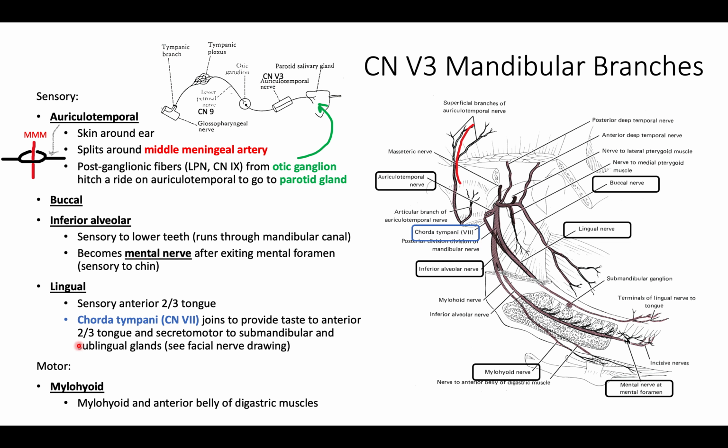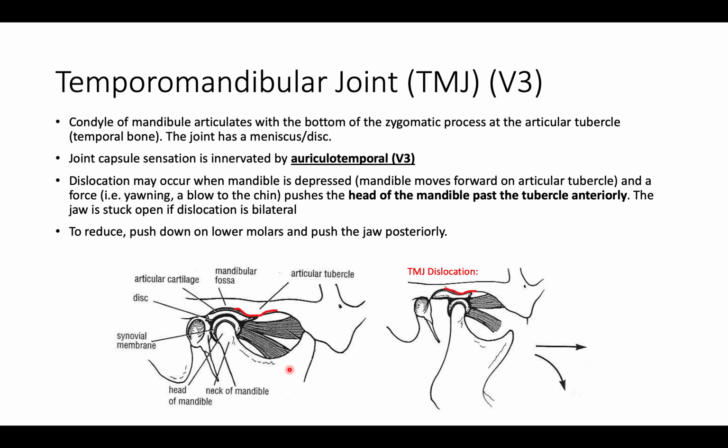And then the chorda tympani, which is the taste as well as parasympathetics from cranial nerve 7, is going to join to provide taste to the anterior 2/3 of the tongue and the secretomotor to the submandibular and sublingual glands. And so we'll look at that facial nerve later on.